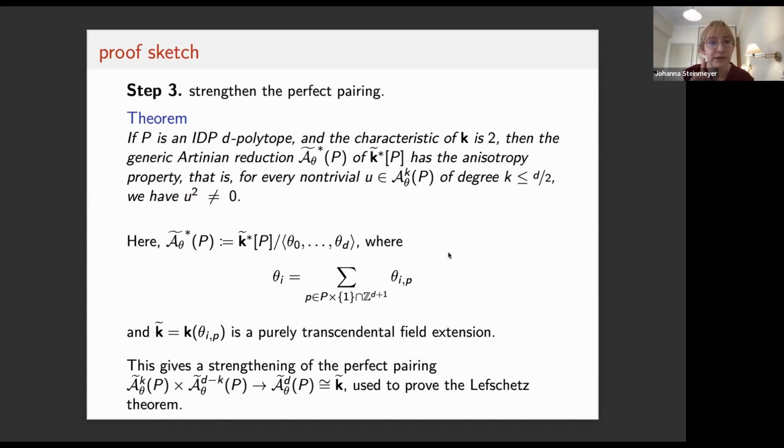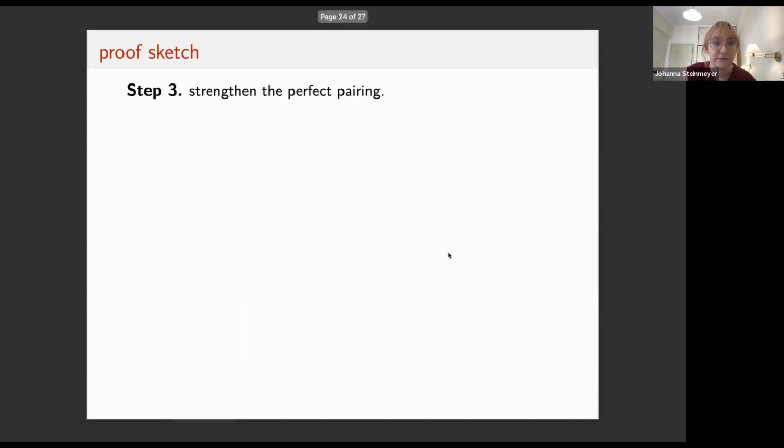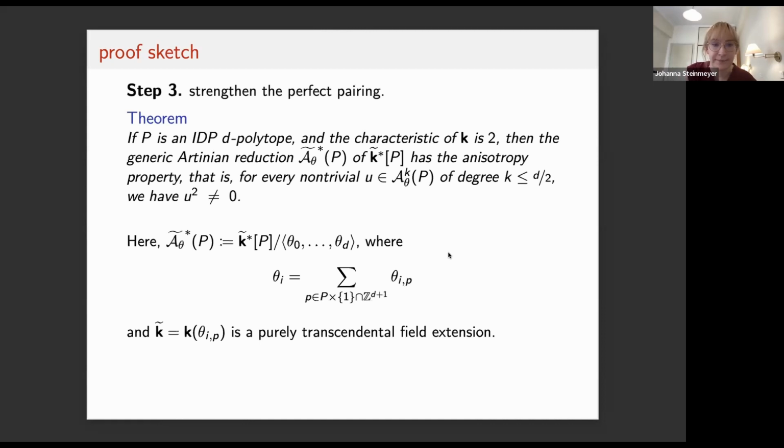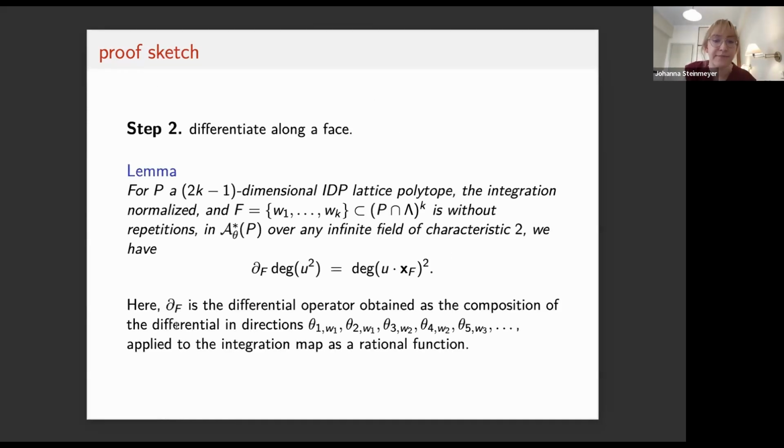Now, if you want to very quickly see the rough idea of how to go from this to this, well, okay, for every u in half degree, we want to find something that it pairs with. You want to pair it to itself, right? Depending on the thetas, those are variables. Well, take your u. You want that this here is non-zero, right? You want to pair it with itself and hope for the best that this isn't zero. But we know that we have a pairing. So we know that there is something that it pairs to.